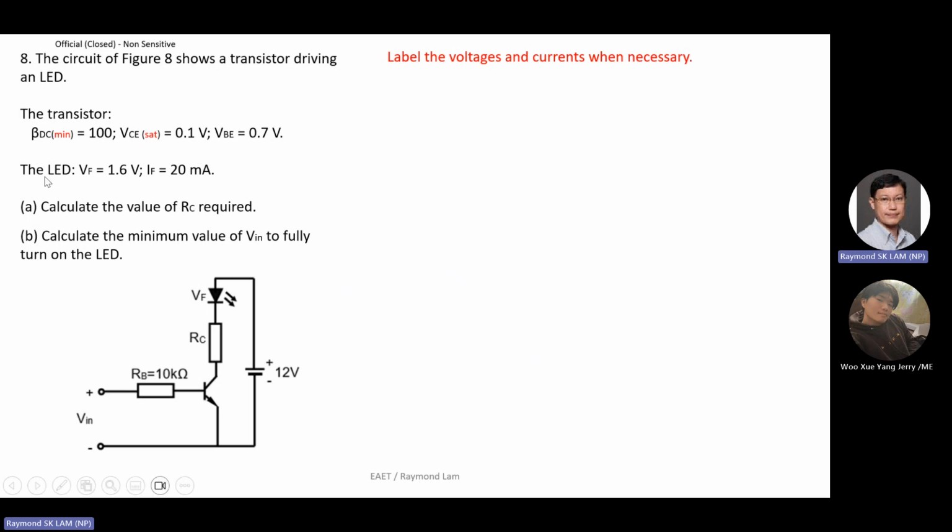Down here, what does it say? The LED VF. Can you tell me what F stands for? It's what you learned in the diode topic, forward bias, which can apply here because it's a diode. So when the LED is forward biased, the forward bias voltage is 1.6 volt, and the current flowing through the LED, the forward bias current, is 20 milliamp.